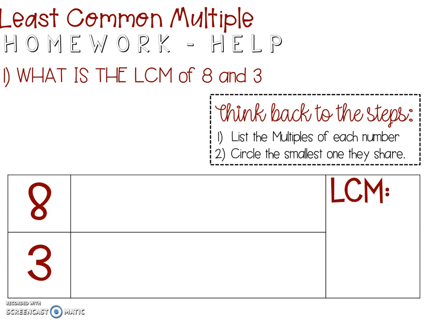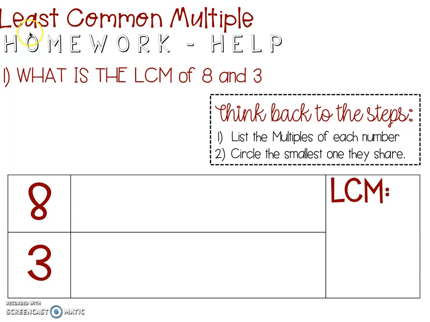We talked about how the first thing you have to do is to list the multiples of each number. And then the last one is to circle the smallest one they share. Okay, 2 simple steps. If you know your multiplication facts, this should be really, really easy. If you don't, you can use repeated addition to help you fill in those multiples.